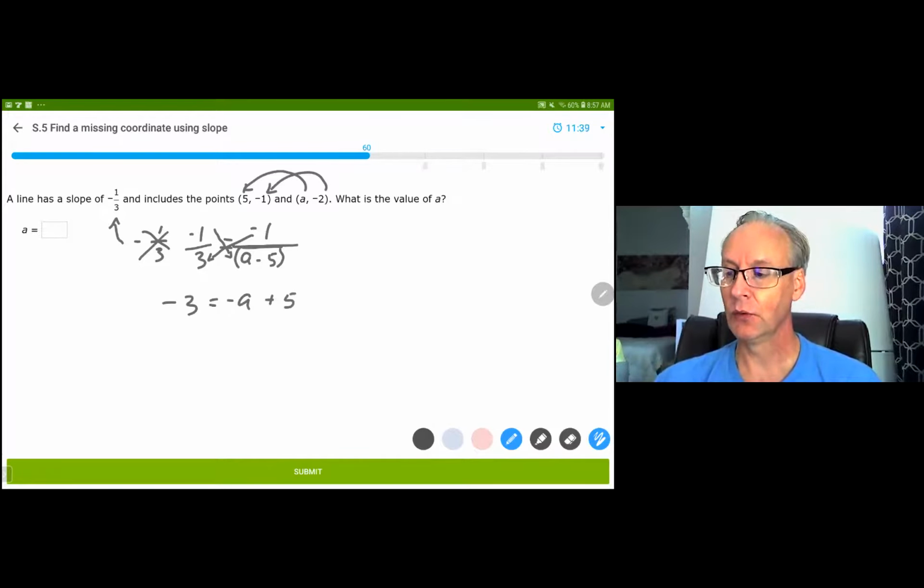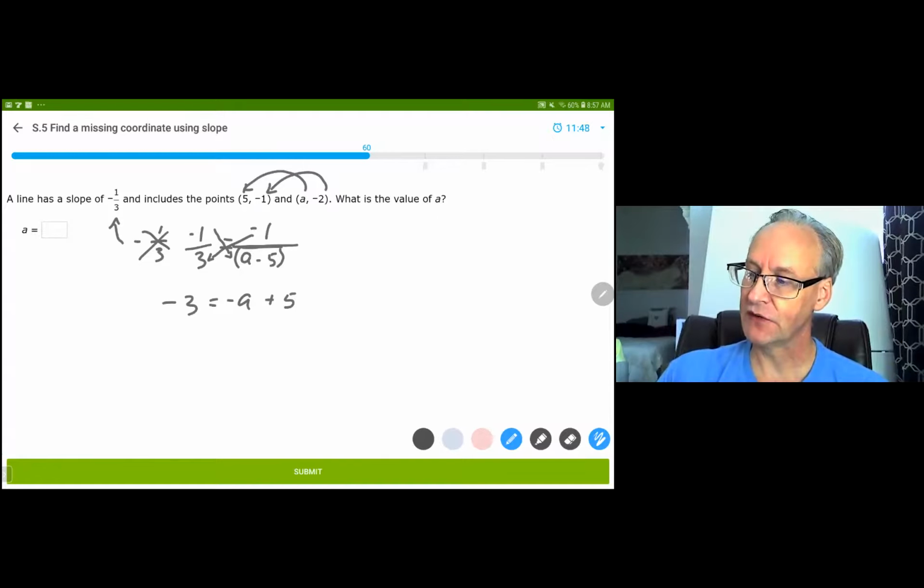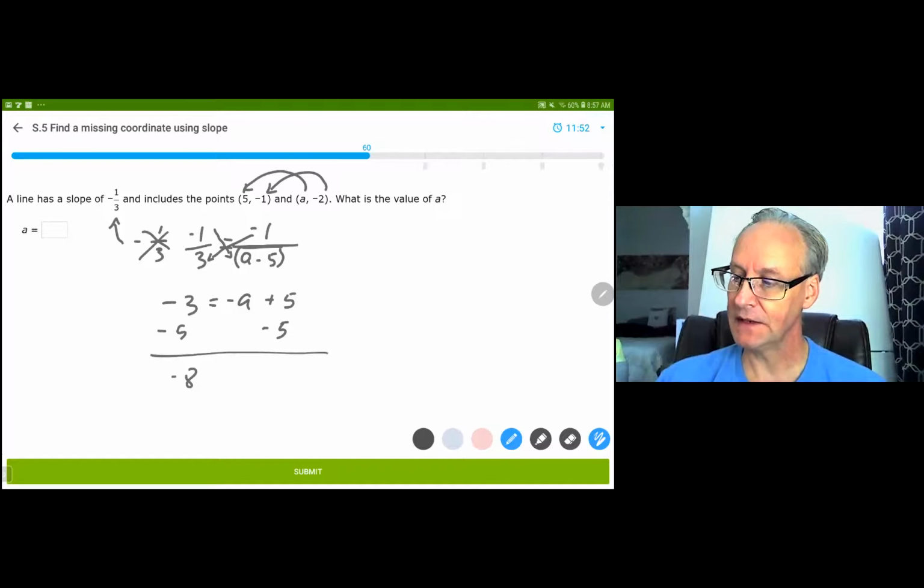Now, some people would rather leave the negative outside and then divide it on both sides. Either way, it's going to work. It's going to be the same amount of work either way. I'm going to go ahead and subtract 5 from both sides, and I'm going to get -8 is equal to -a. And I'm going to divide by the -1.